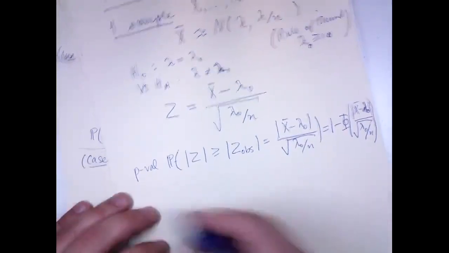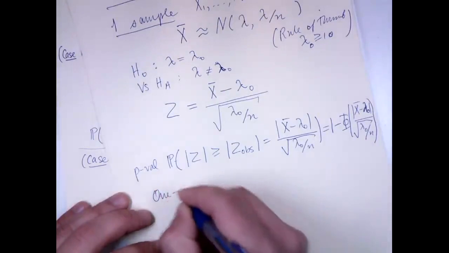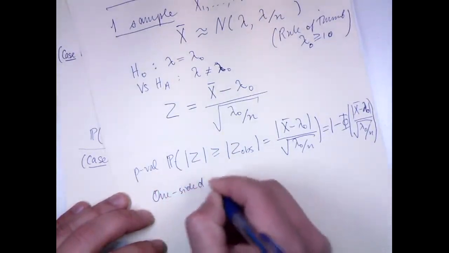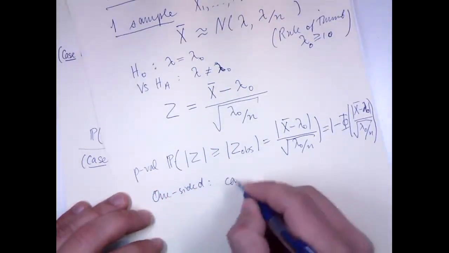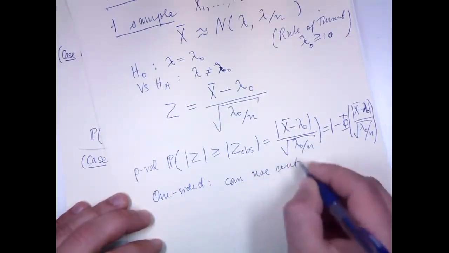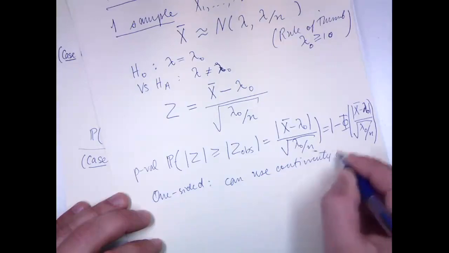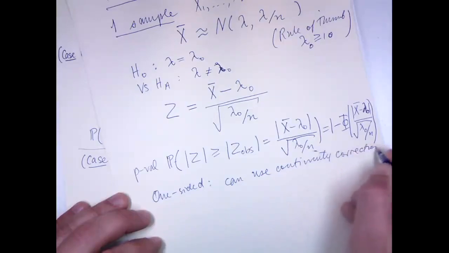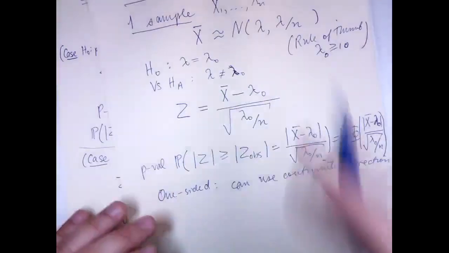What else is there to say? Oh yes, one remark about the one-sided. You could even use the continuity correction in the two-sided case, but it's a bit easier in the one-sided case. Can use the continuity correction, because same as binomial, Poisson is something that takes integer value.